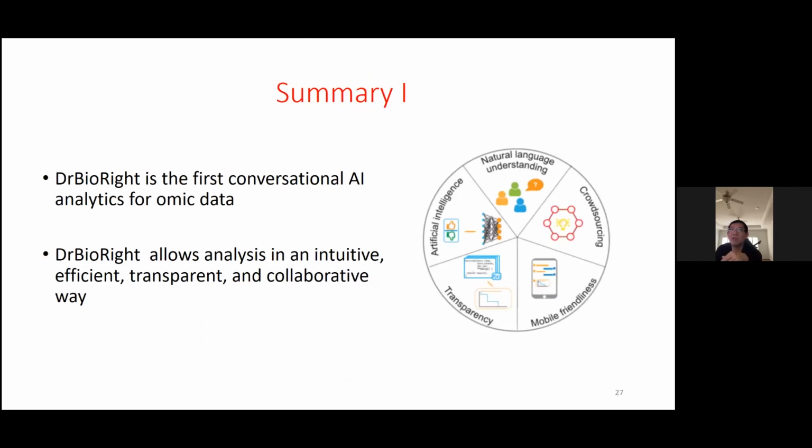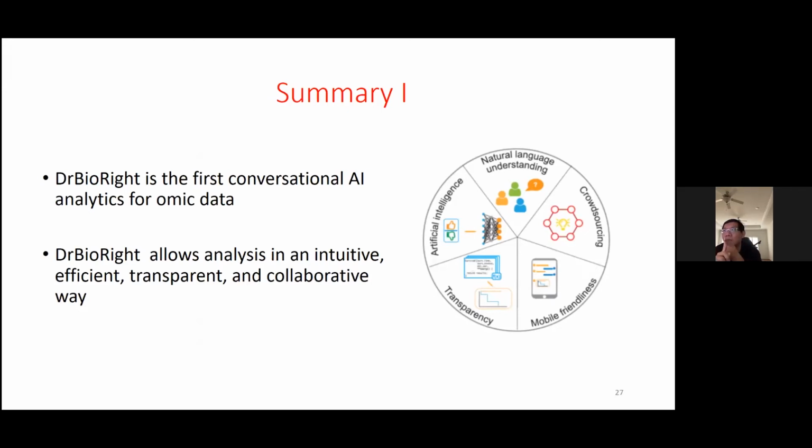In summary, for this part, I just want to quickly mention that we believe this generation of tools like DrBioRight is really featured by natural language understanding. Only language helps people develop deep interaction and deep thought. One cannot really have deep thought and deep interaction through software graphics, right? But through conversation using natural language, we can push deeper thinking.